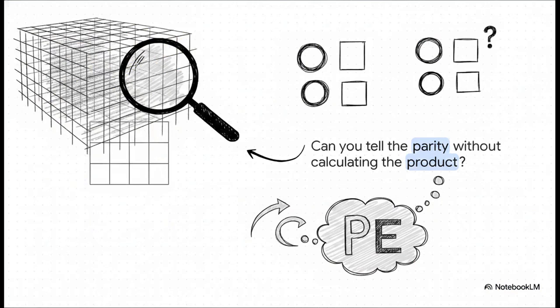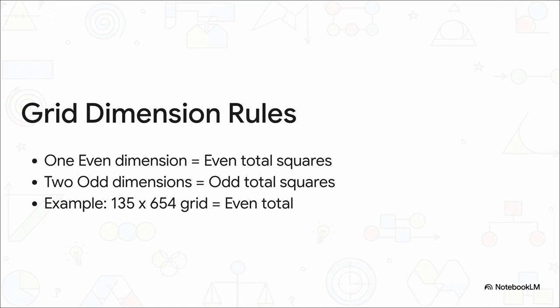If you had a massive grid, let's say it was 135 rows by 654 columns, do you really need to sit there and count every single tiny square? Or even calculate the final massive product, just to know if the total number of squares is odd or even? Nope, the text gives us this brilliant shortcut based on multiplication. You literally just look at the dimensions.